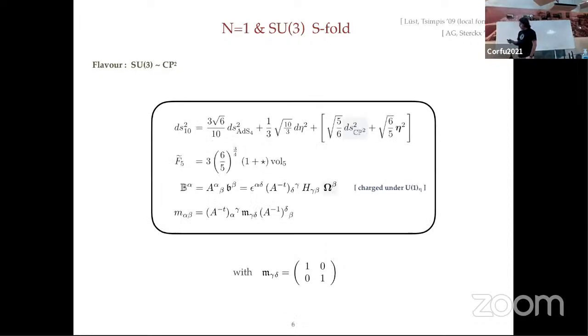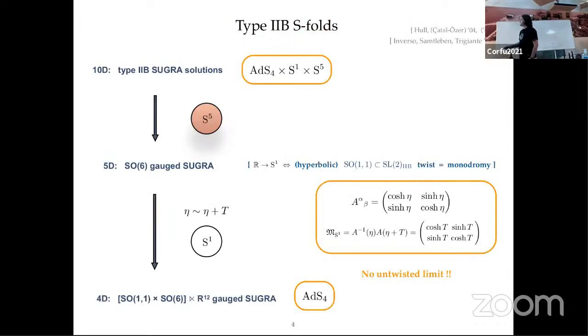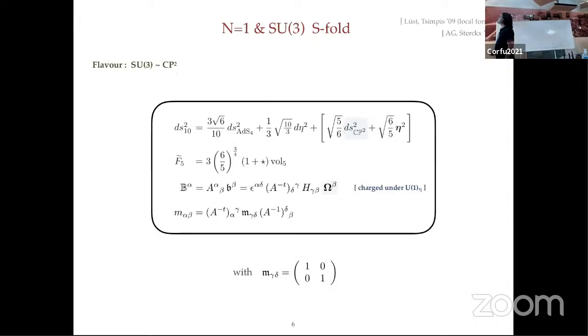What makes the whole story interesting, and this is something I forgot to mention, is that if you turn off the twist, so if you take this matrix to be the identity, you lose the solution. So this is not having a solution and SL2 twisting it. This is really generating a solution by SL2 twisting. But if you trivialize the twist, you lose the solution. Okay? So this is important. This is what I meant here by there is no untwisting limit. So no twist, no fun, let's say.